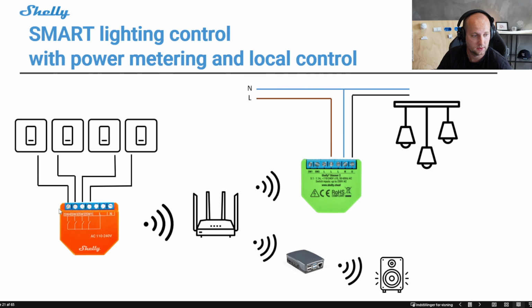So as I mentioned, the Shelly Plus i4 has 4 inputs, so you can basically connect up to 4 wall switches to one device. And it uses the router, the wireless network. You don't need any internet connection from the outside. It's beneficial to have, but it's not necessary for making this work.